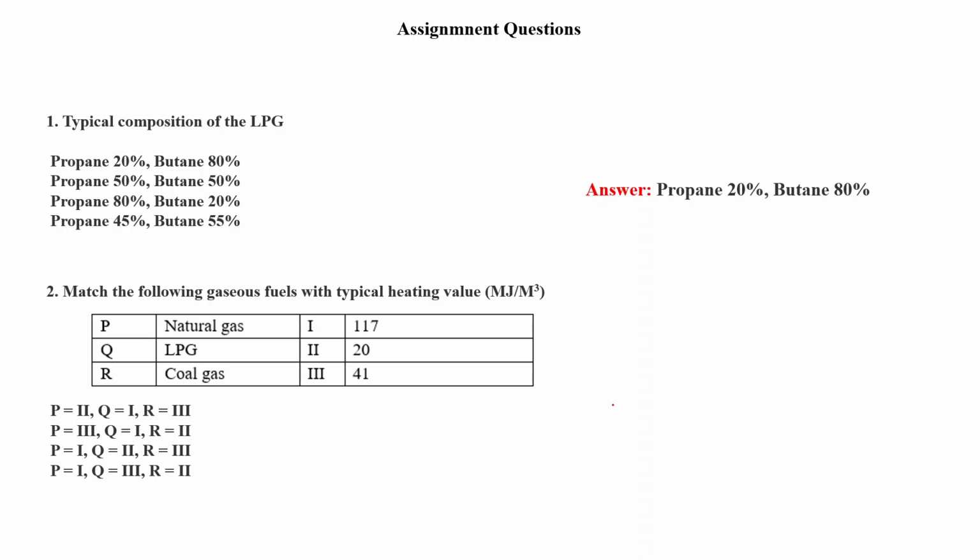The second question is: match the following gaseous fuels with typical heating values. As I have told earlier, LPG has the highest heating value, then the natural gas, and then the coal gas. So basically the natural gas is, I guess, 41, and coal gas is 20.